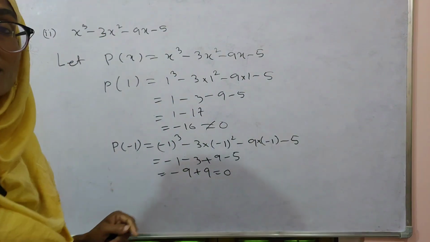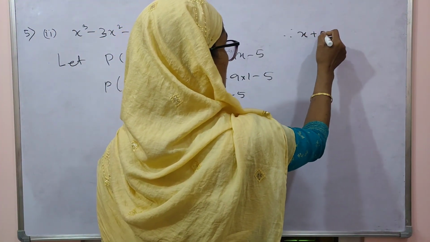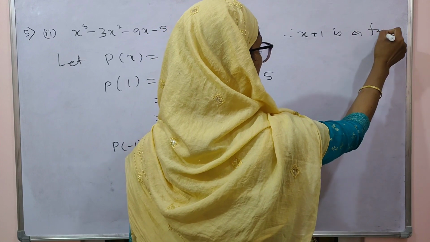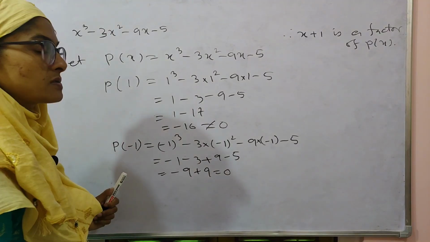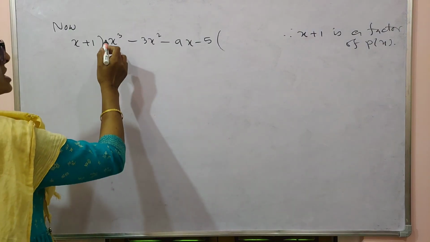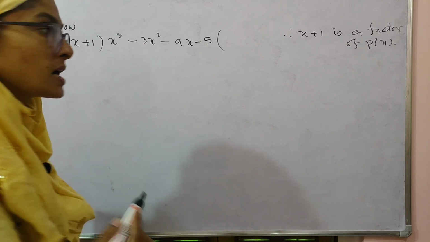So x plus 1 is a factor of p(x). Therefore, x plus 1 is a factor of p(x). Write the notes. Now divide x cube minus 3x square minus 9x minus 5 by x plus 1.